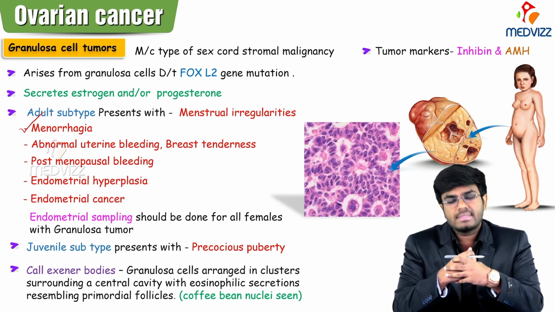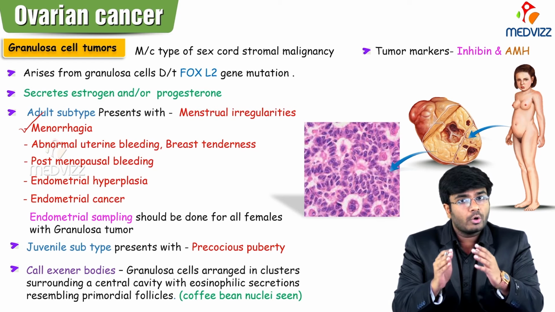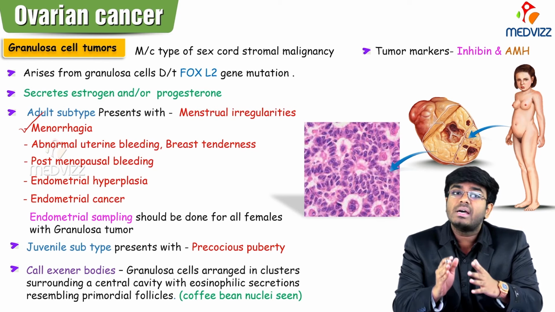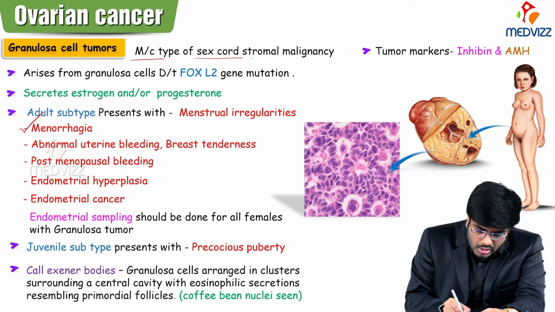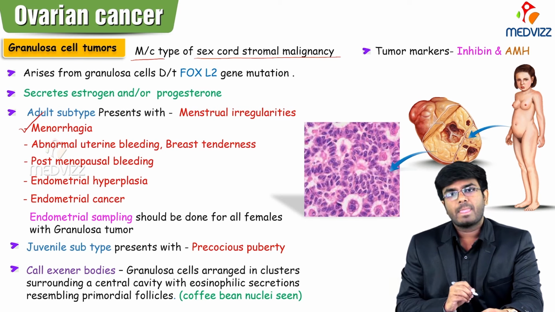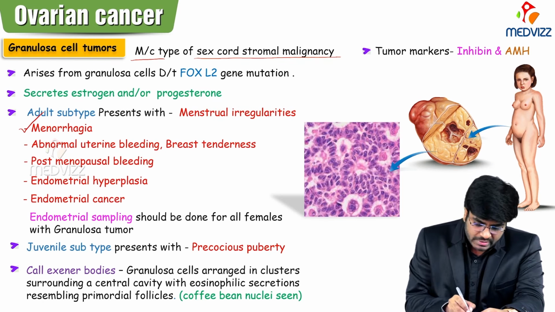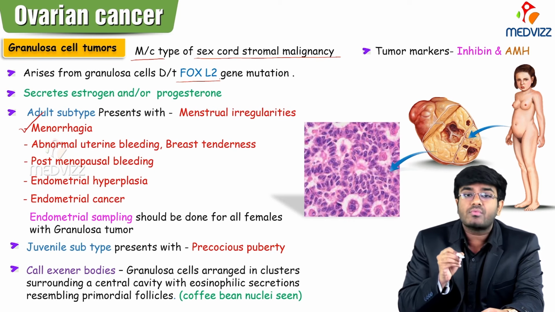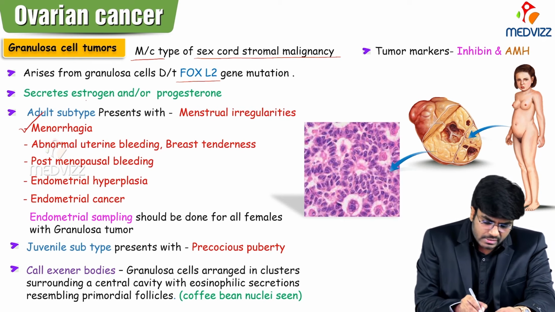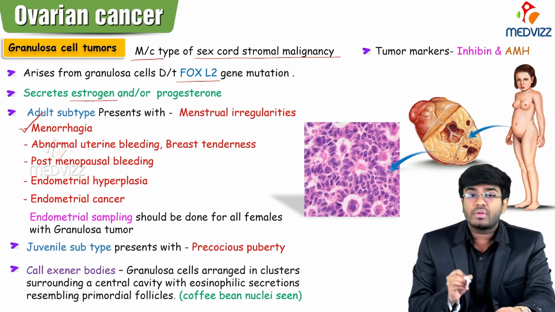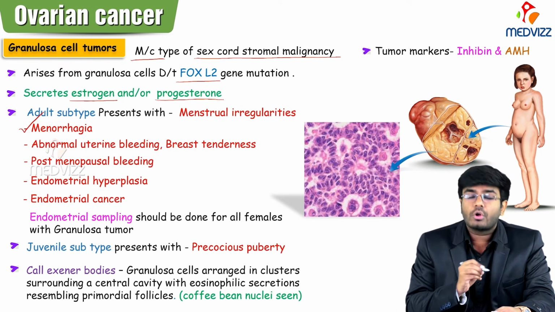Okay, so why this granulosa cell tumor? Before going into detail, know that the granulosa cell tumor is the most common sex-cord stromal malignancy. After that, why does this granulosa cell tumor occur? Very important MCQ: it's because of a mutation in a gene known as the FOXL2 gene. Now it is associated with the secretion of estrogen mainly, but it can also secrete progesterone.